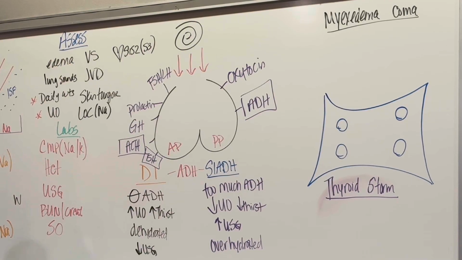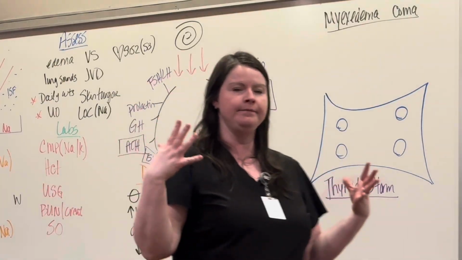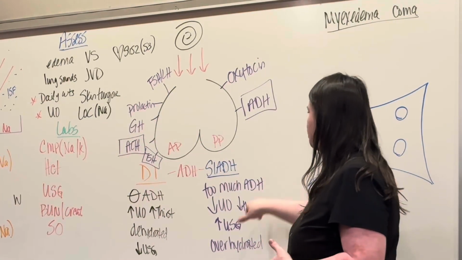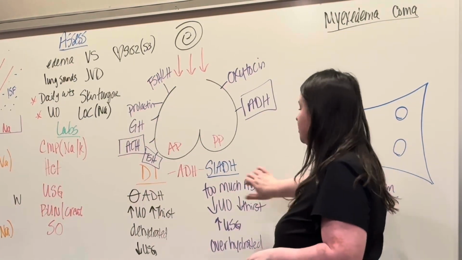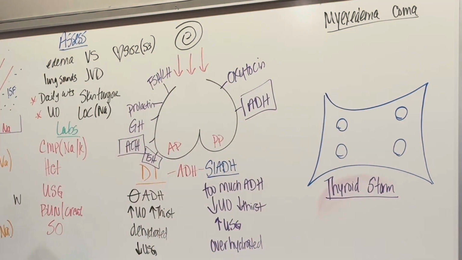Also, anything that's going to increase intracranial pressure in the brain can also cause you to have an overproduction of antidiuretic hormone. So increased intracranial pressure, tumor, head injury. Also a very weird one, small cell lung cancer. Why is that?